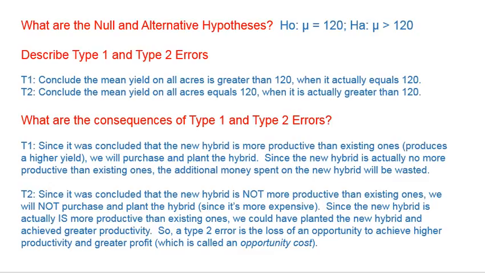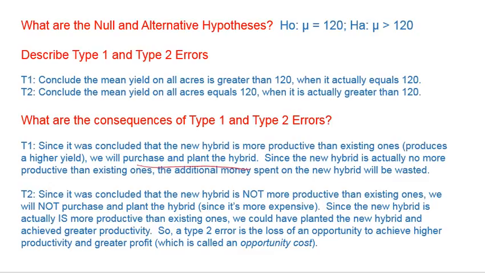So since it was concluded that the new hybrid was more productive, in other words, we concluded that the mean yield is greater than 120, since it's concluded that the new hybrid is more productive than the existing ones, we would purchase and plant the new hybrid. That's what we do because we think it's more productive.